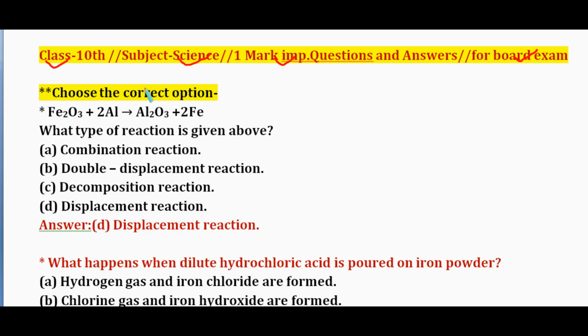First of all, choose the correct option, and the question is Fe2O3 + 2Al = Al2O3 + 2Fe. What type of reaction is given above? The options are combination reaction, double displacement reaction, decomposition reaction, displacement reaction. Here iron is displaced by aluminum, so the correct option is displacement reaction.